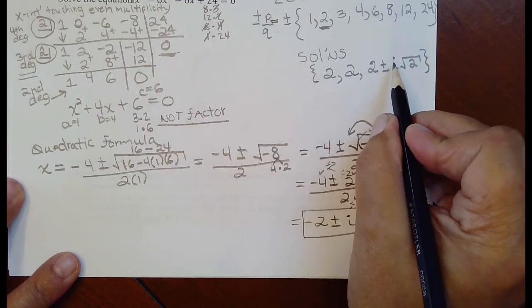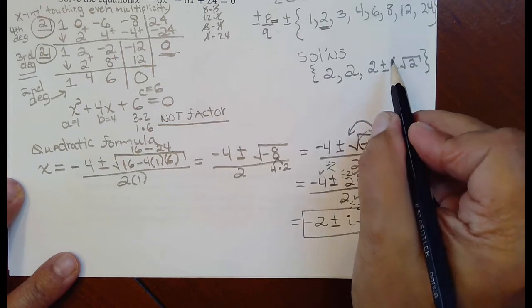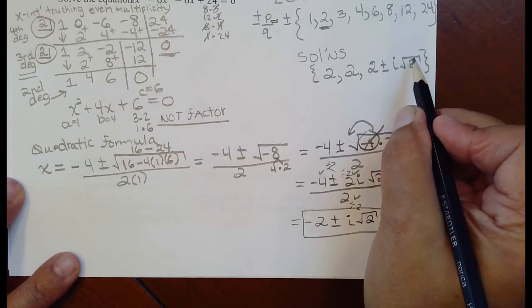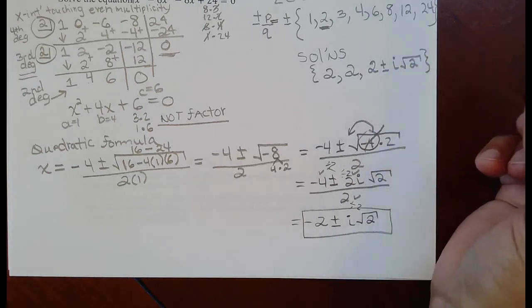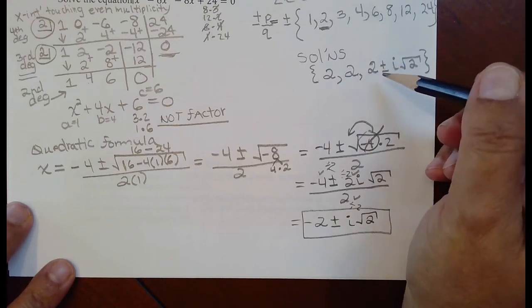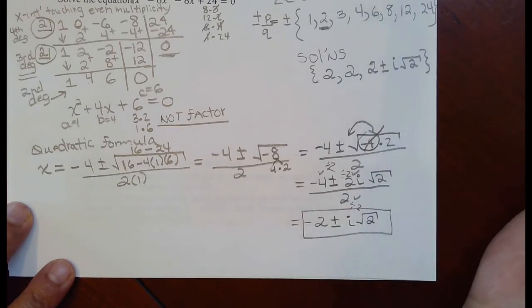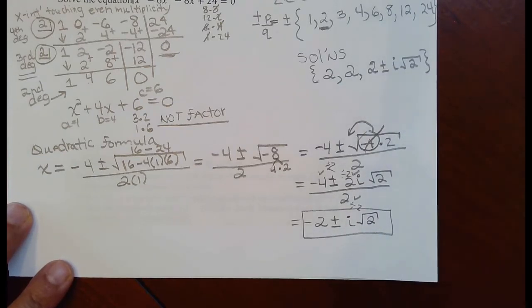2 plus i times square root of 2. And you can put the i in front, the i in back. Just don't put the i underneath the radical because that means something else. And the other answer is 2 minus i times square root of 2. And there you go. 4 different solutions.